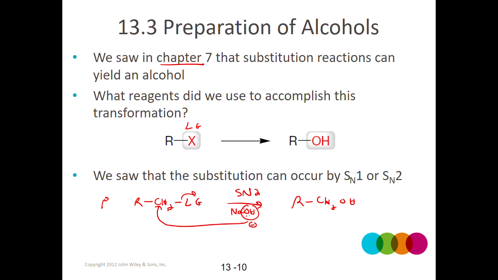It won't work very easily if I have too much sterics, though, because the SN2 requires the OH to come in at the same time that the leaving group is leaving. And that won't happen if it's too crowded.